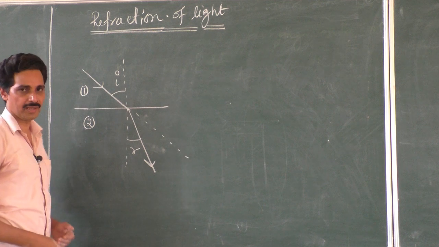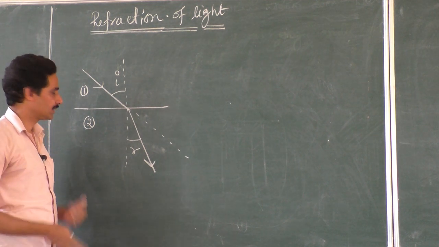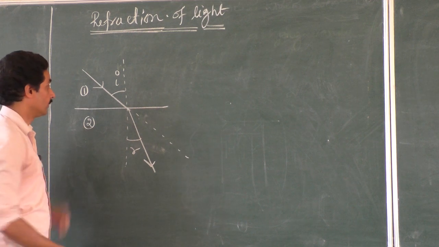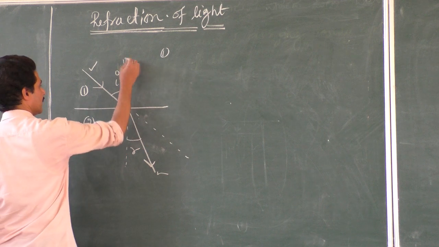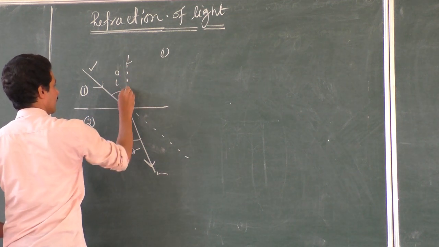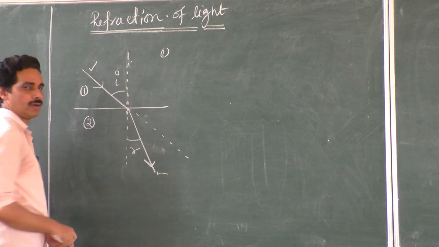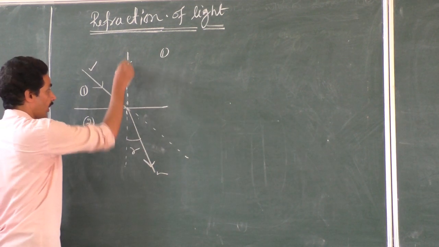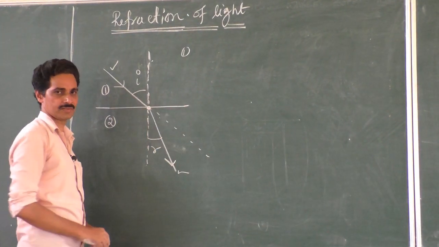And here we state the two laws of refraction, not define them. The first law: the incident ray, the refracted ray and the normal line all lie in the same plane, and the normal line should be drawn at the point of incidence to the surface.